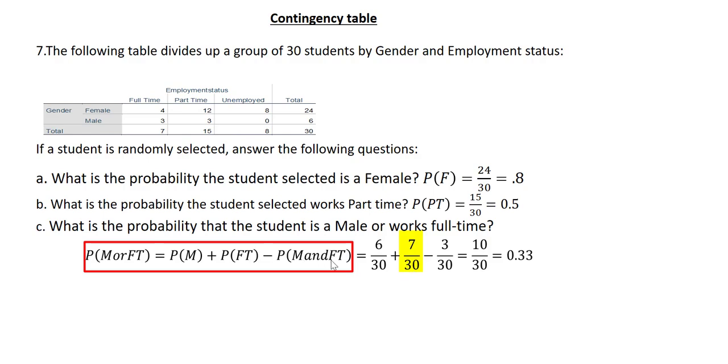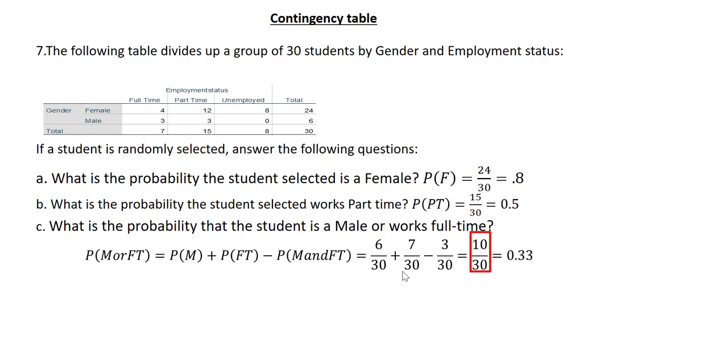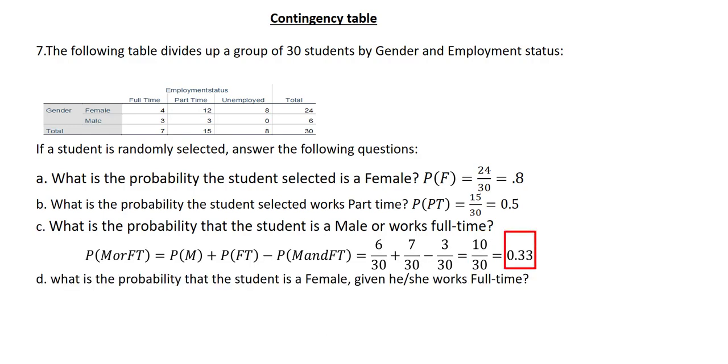And the probability they are male and full-time will be how many people are males and are full-time, which in this case is 3 out of 30. When we compute this, it comes to 10 out of 30, and we get 0.33 or 33%.